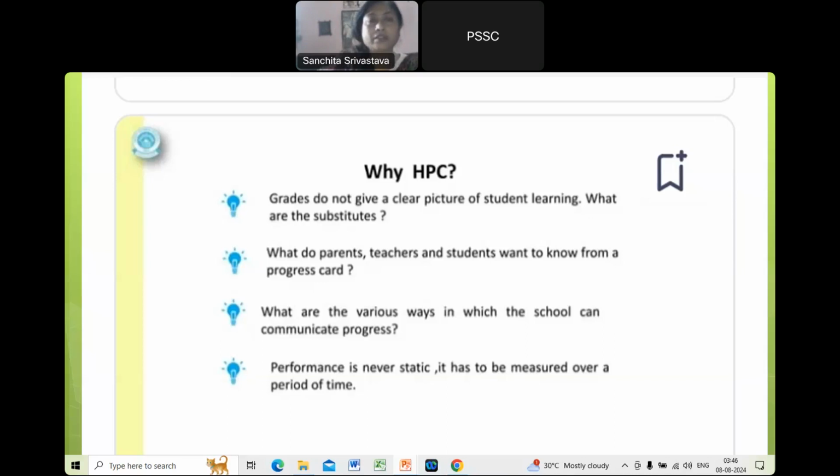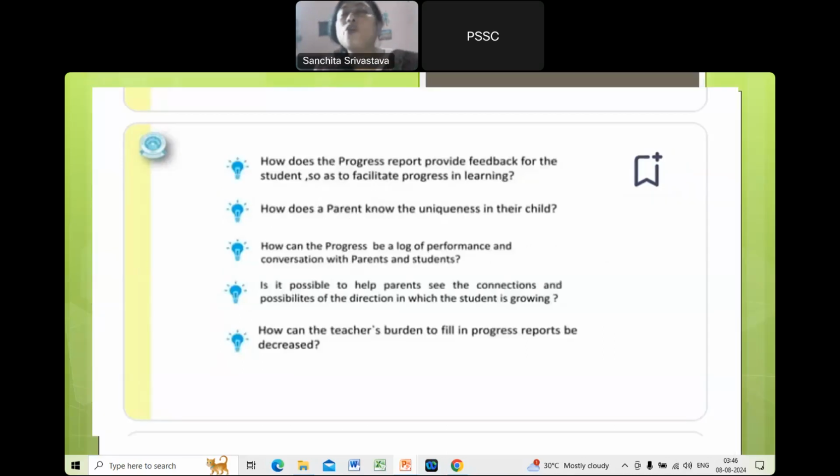Now, how does the progress report card provide feedback for students so as to facilitate progress in learning? This is the question that is answered by a holistic progress card, isn't it? A progress card provides feedback. Now, what are the types of feedback for students? It has to include everything.